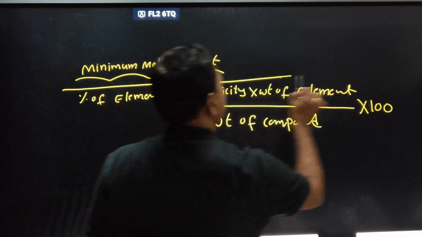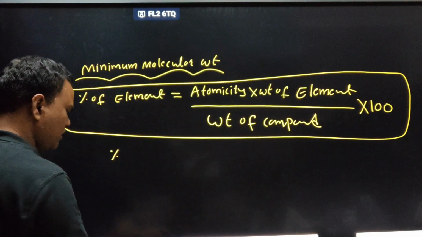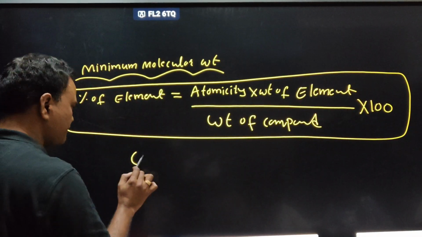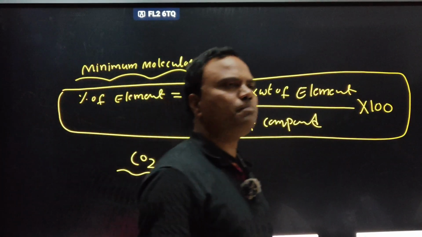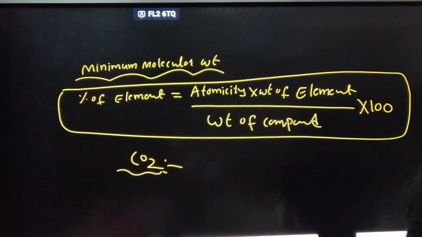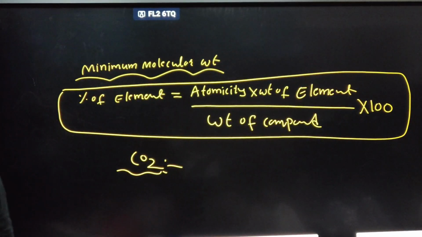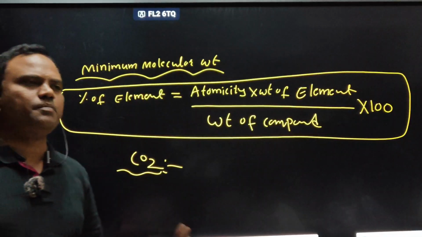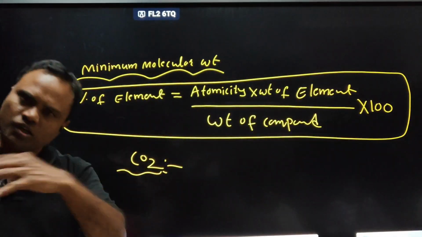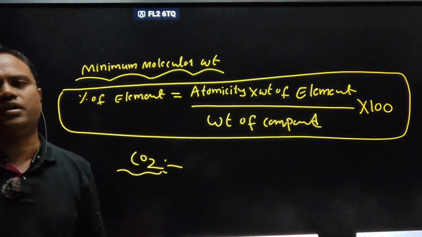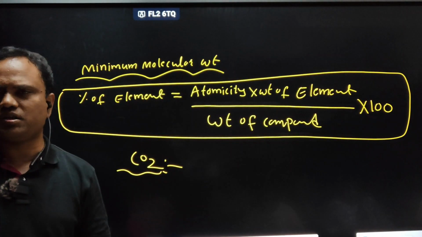See, I will take one simple example. I am taking CO2, carbon dioxide. If I ask you what is the percentage of carbon in CO2, how can we do it? I am giving CO2 to you. What is the percentage of carbon in CO2? What will you do? Carbon weight by total weight into 100. That is the simple formula, a very easy formula to find the percentage, right?